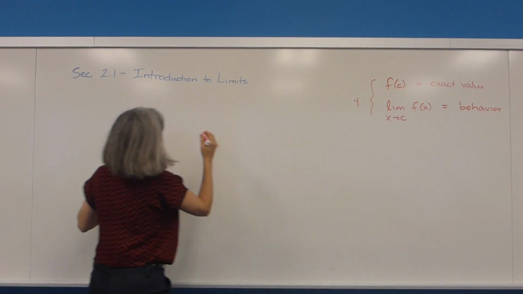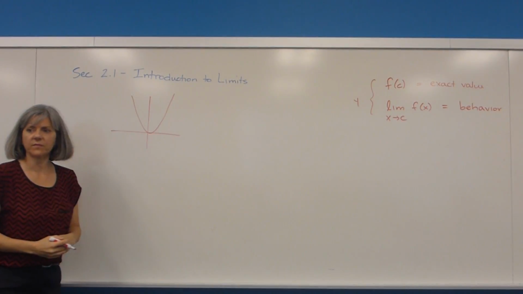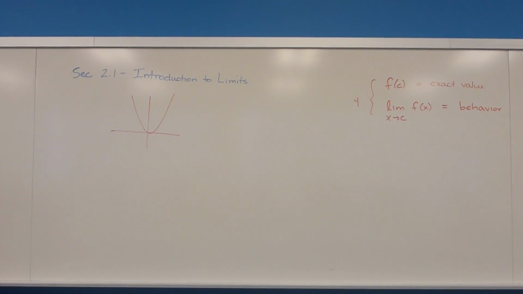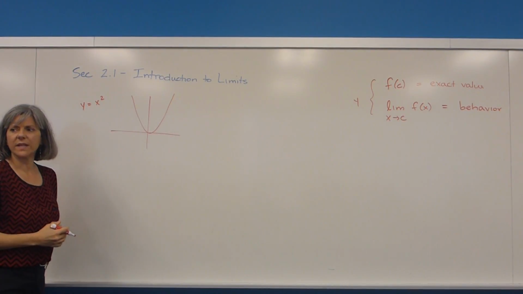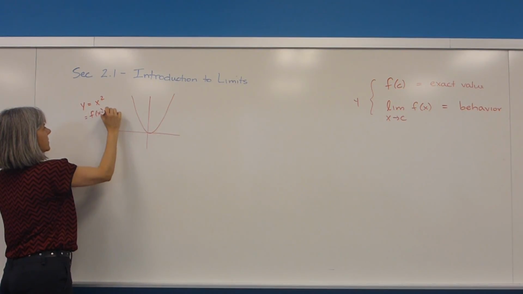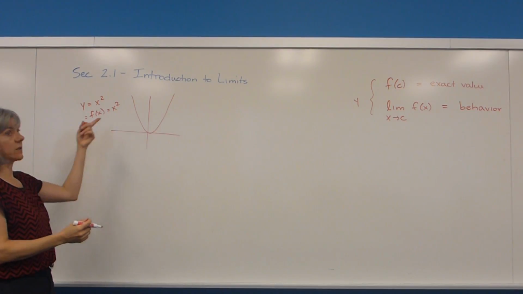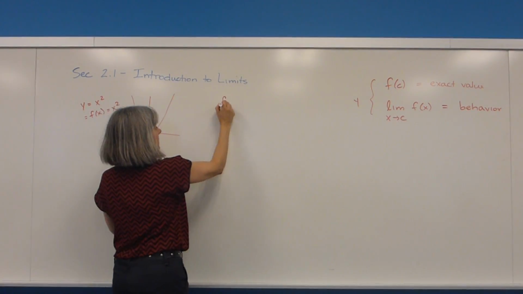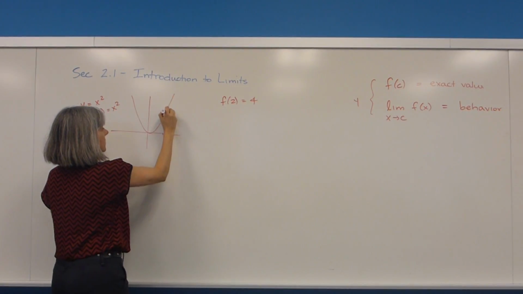So let's do a couple of examples. y equals x squared. What is f of 2? y equals f of x. What's f of 2? Just plug in the 2, right? We get 4. So f of 2 is 4. So that point is right there.